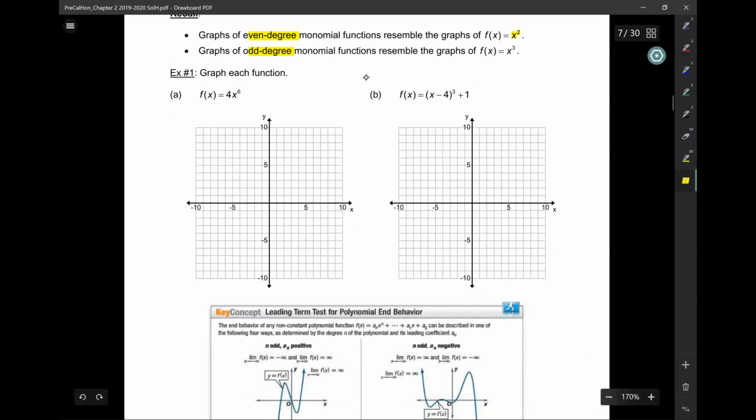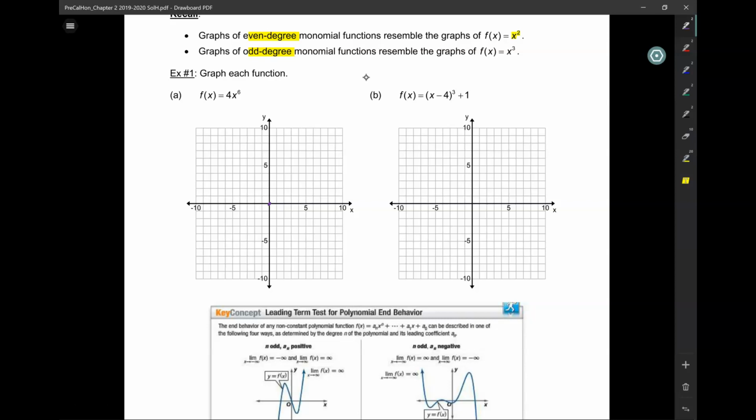So if we were to graph one of these, this is definitely a polynomial. Here we have 4x to the 6, exactly like what we did yesterday. This is going to look like a parabola, like an x squared. So the vertex is at 0, 0. The 4 is a vertical dilation. So basically, when x is 1, how much is y? 4. And then when x is 2, it's going to be way bigger.